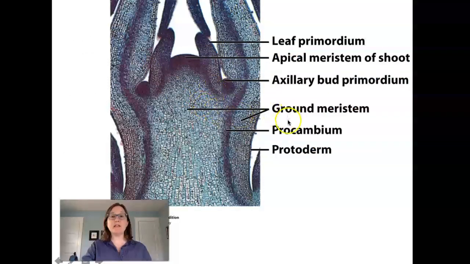The ground meristem, procambium, and protoderm, we will get to those later. Those are sort of submeristems, so the cells are still dividing here, but they're getting a little bit more specialized. These apical meristem cells are the ones that produce all of these other cells that came up before.